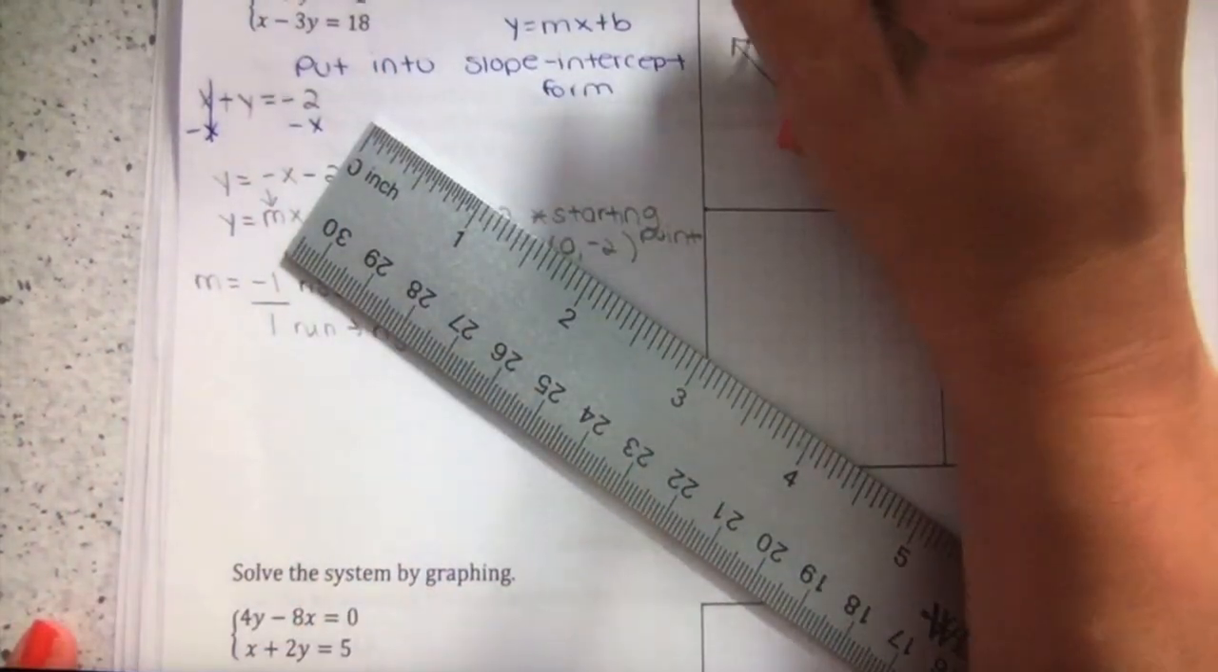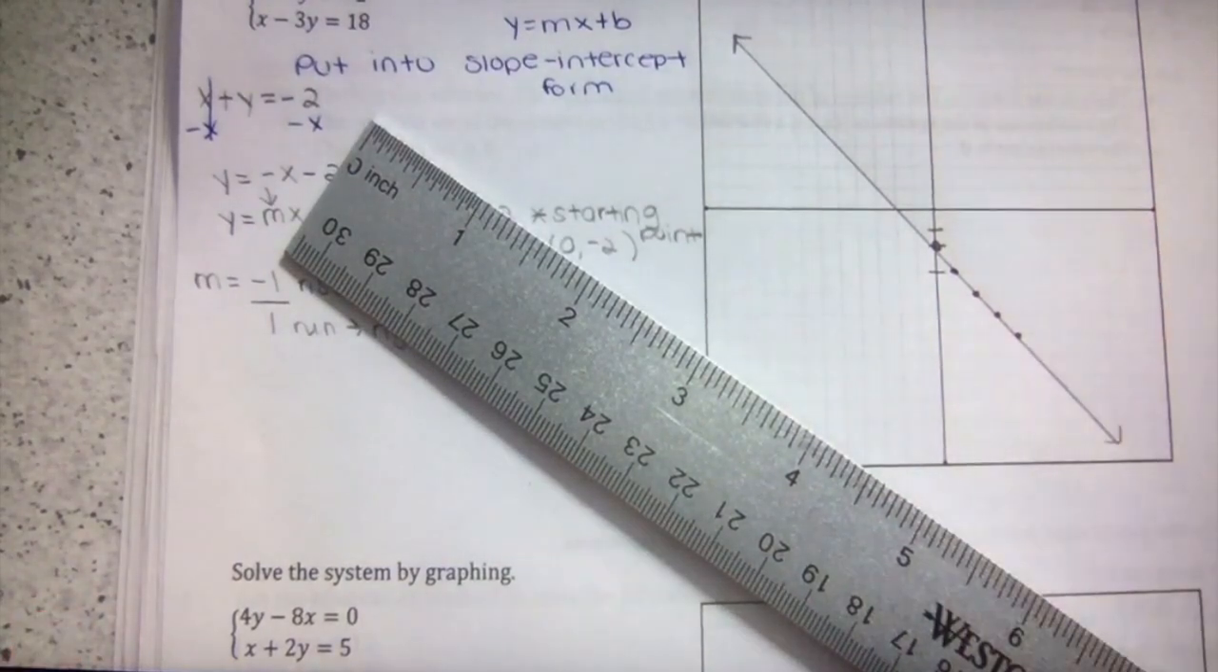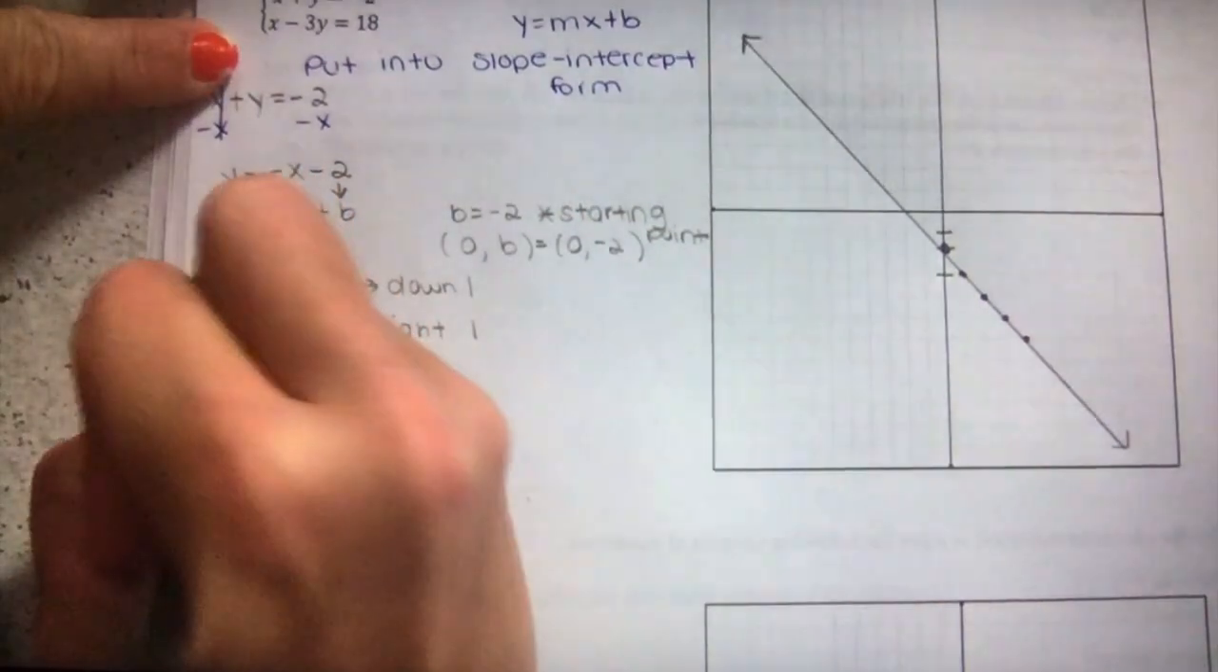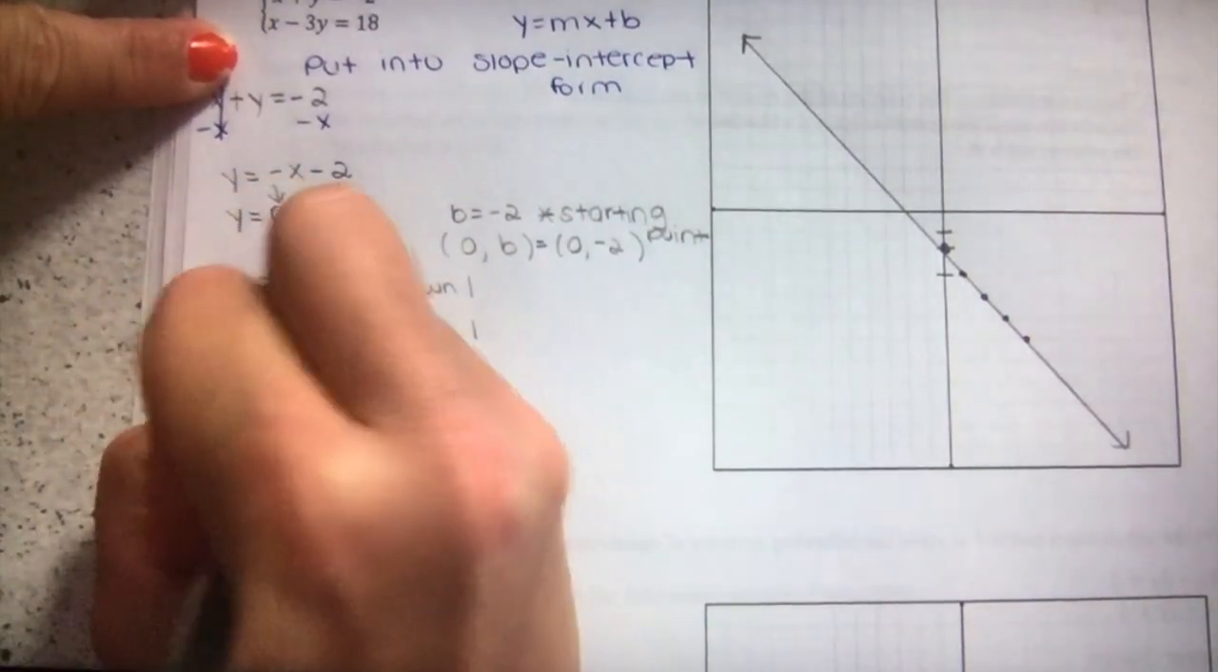That's the problem with this method. You have to be super neat. They're trying to see where these two lines cross. So that's our first line. We're going to do the same thing for our second line. x minus 3y equals 18.